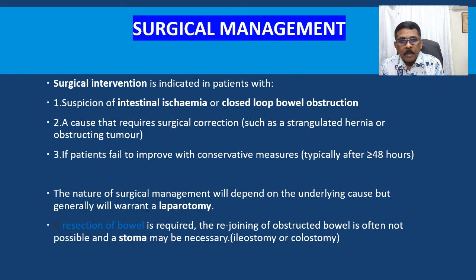In the laparotomy, resection of the bowel may have to be done because it is gangrenous. If possible after the resection, we rejoin with a primary anastomosis. But if it is not possible, then a stoma, in the form of an ileostomy or colostomy, may be done. Often it is a temporary phenomenon.